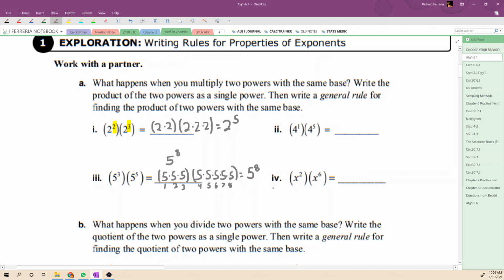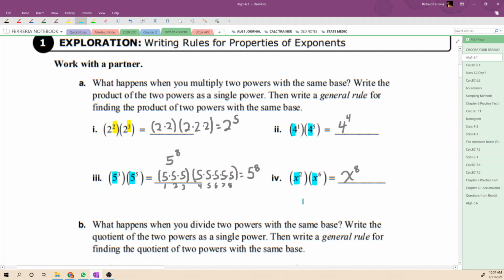So it seems as though I can have a rule where if I do x squared multiplied by x to the 6th power, that should just be equal to x to the 8th power. 4 to the 1st power multiplied by 4 to the 5th power should just be equal to 4 to the 4th power. Remember, for this to work, you have to have the same base on all of the exponents.